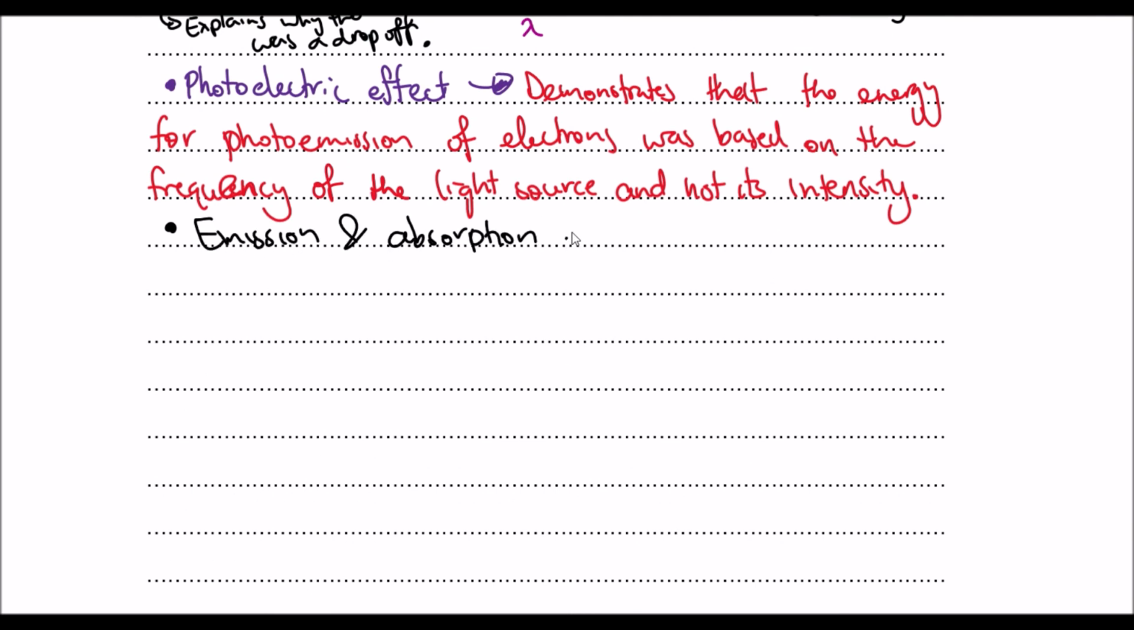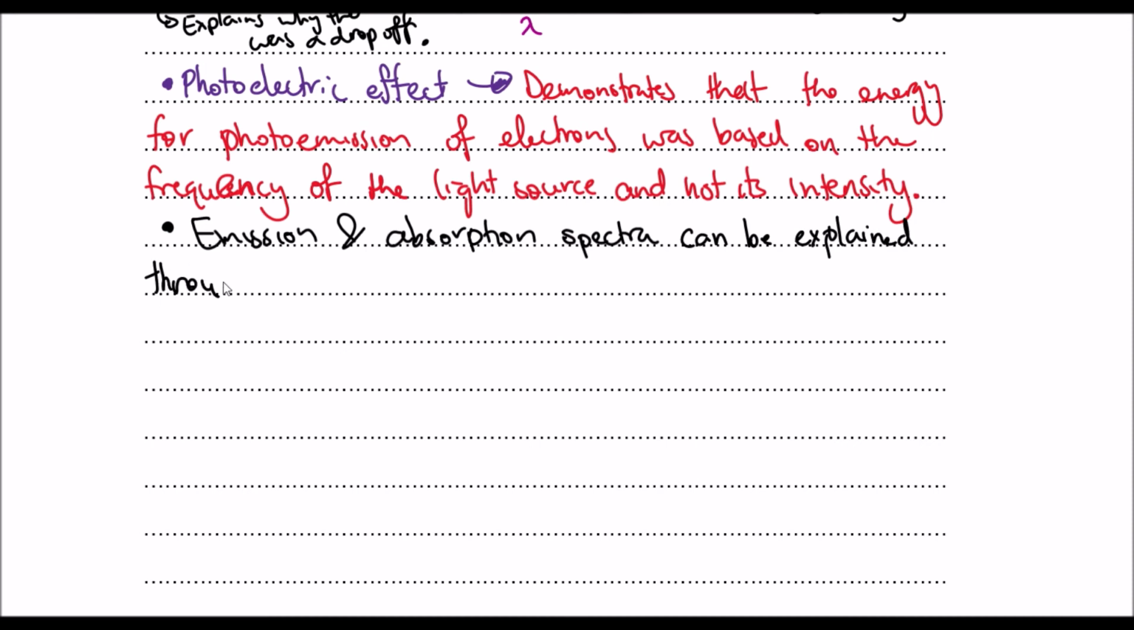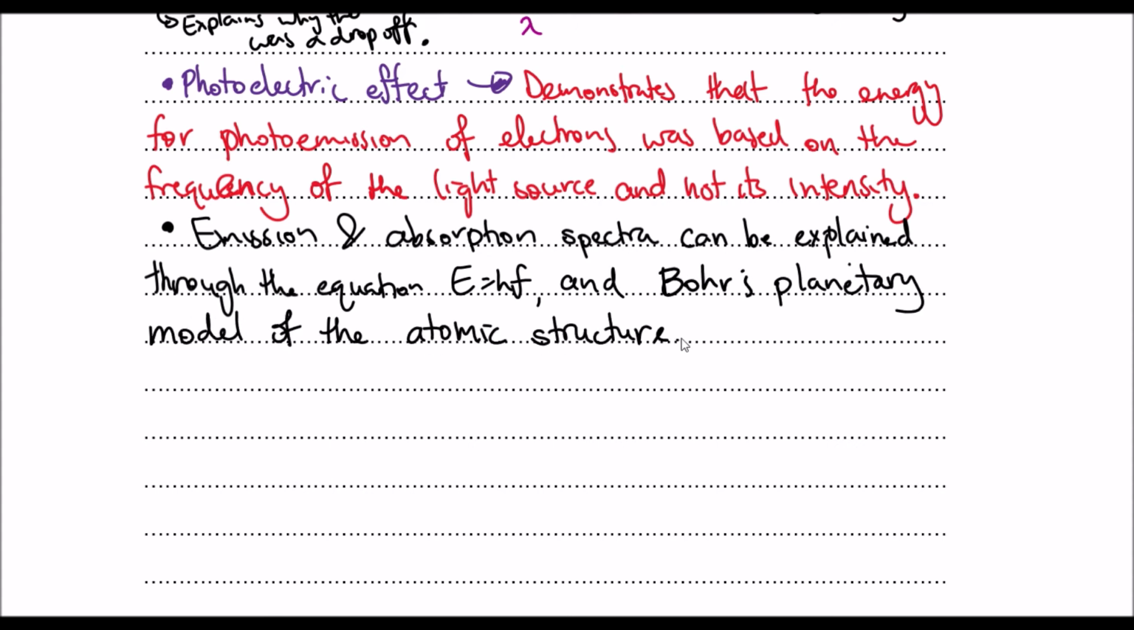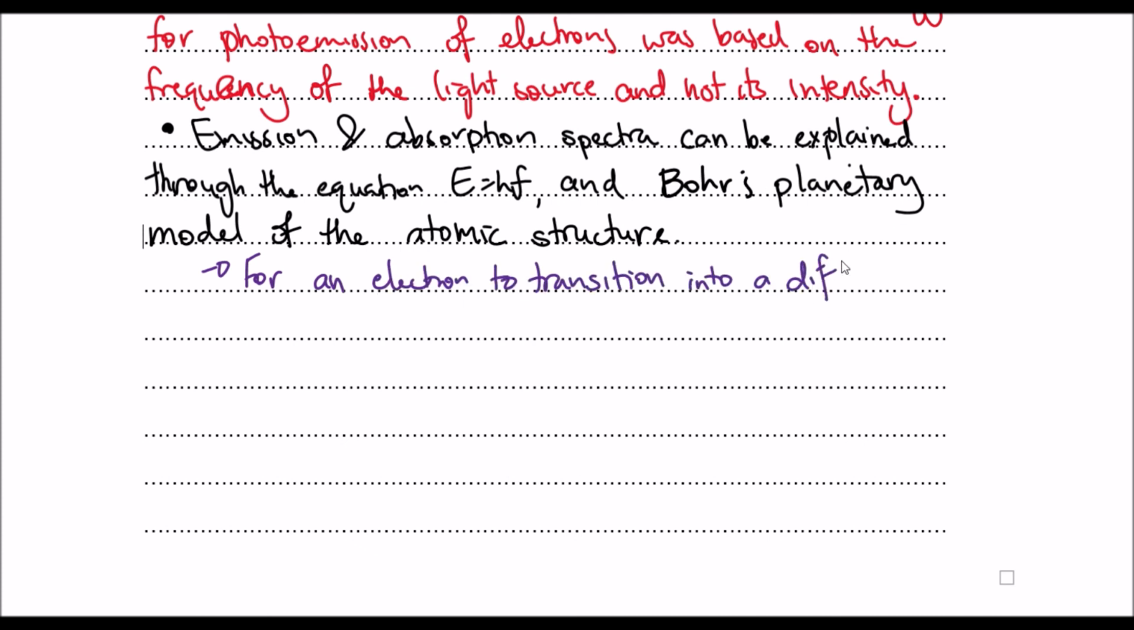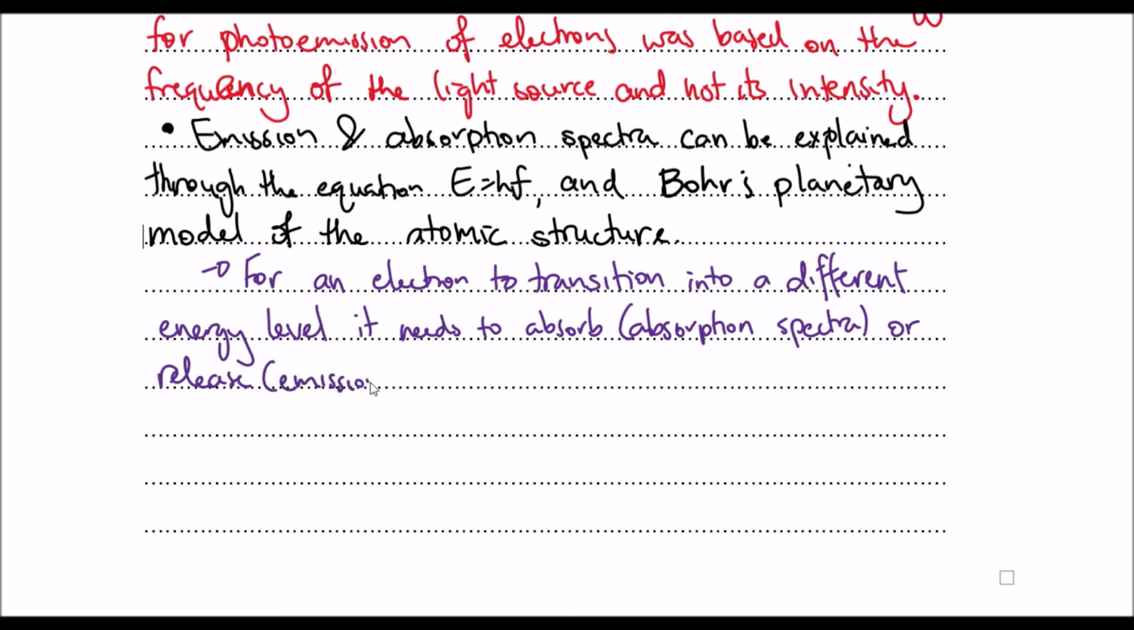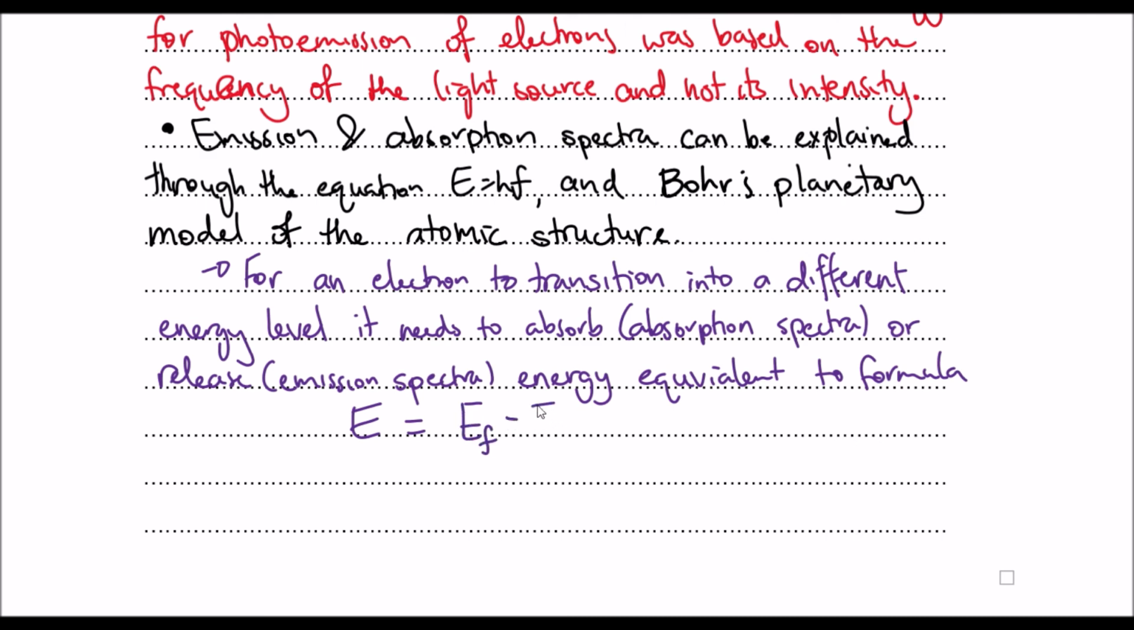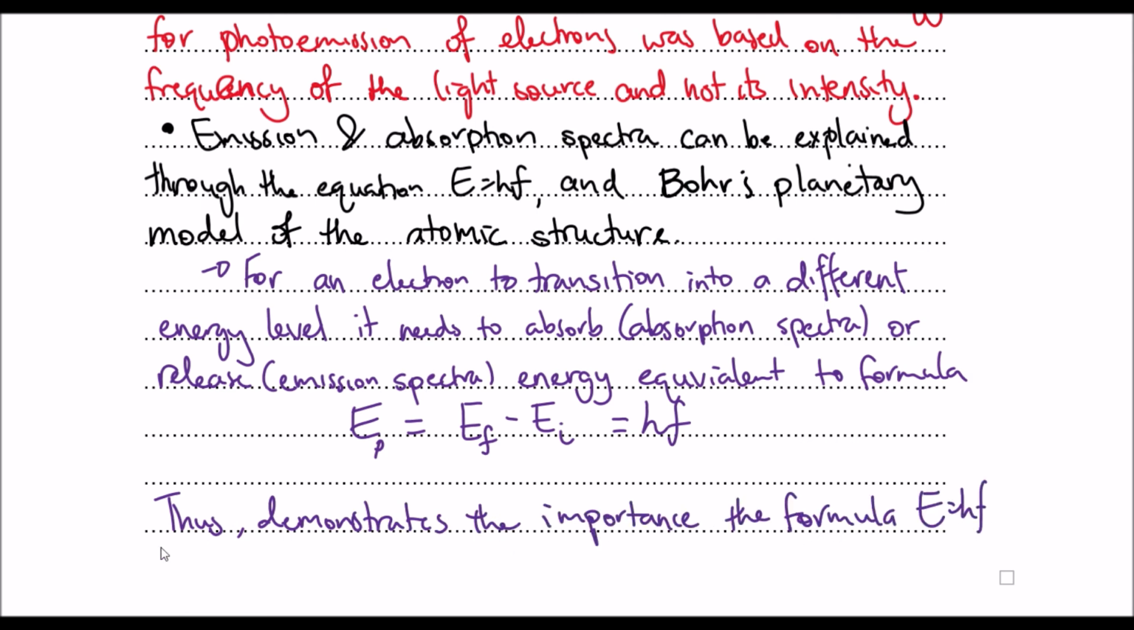Next, we have emission and absorption spectra. It can demonstrate or explain through the equation E equals HF and Bohr's planetary model of the atomic structure. For an electron to transition into a different energy level, it needs to absorb, in this case absorption spectra, or release, emission spectra, energy equivalent to the formula: the energy equivalent of the final orbit minus the energy equivalent of the initial orbit. That energy will be equal to hf. Thus it demonstrates the importance the formula E equals hf has on scientists' understanding of these experiments and observations.